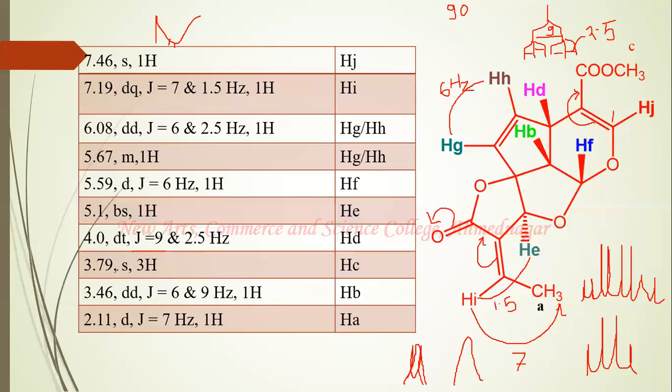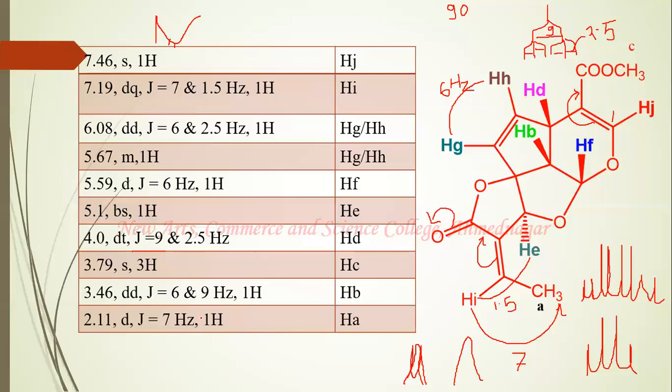Then the next one is 3.79 singlet for 3 protons. So we have two methyl groups, C and A methyl groups. If you look at this C methyl, it is a methoxy group, so this must be more deshielded, and its delta value can be 3.79. 3.46 doublet of a doublet, J is equal to 6 and 9 Hertz for one proton, is because of the B proton. B couples with D by 9 Hertz, and B couples with the F proton by 6 Hertz coupling constant value. And the last signal is 2.11 doublet with J is equal to 7 Hertz.